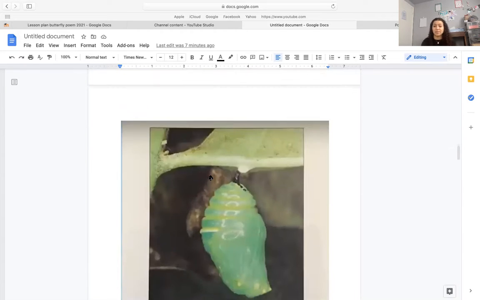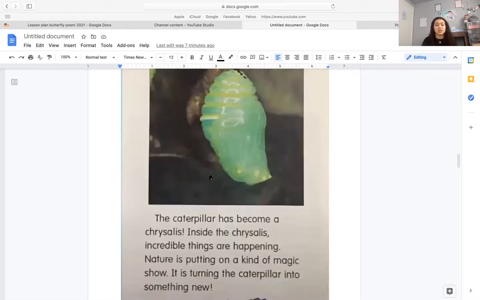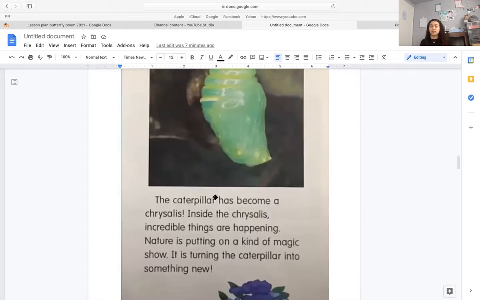And then lastly, we have a beautiful picture of a chrysalis. The caterpillar has become a chrysalis. Inside the chrysalis, incredible things are happening. Nature is putting on a kind of magic show. It is turning the caterpillar into something new. So here we see a picture of a chrysalis, which is a great visual. And what is happening inside there? Right, the caterpillar is changing into a butterfly. And why does the caterpillar create this shell? Right, the caterpillar creates a shell to protect the changing of the caterpillar into the butterfly.